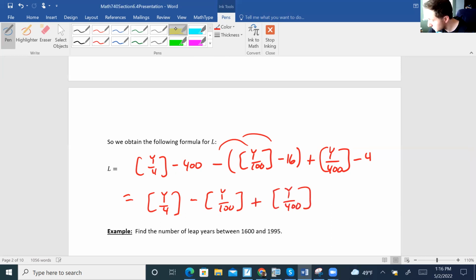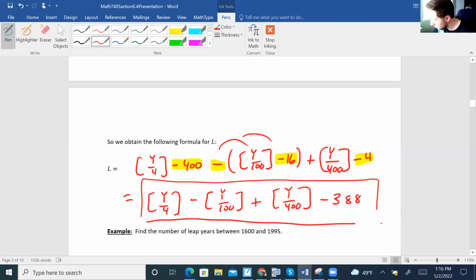And then all of the constants here are going to combine. Minus 400 plus 16 and minus 4. If we do the math on that, that leaves us with minus 388 at the end. So this would be something to box, because we're going to need this. So we can use this.